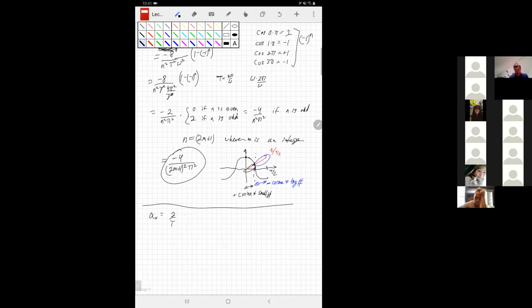A zero is two over the period, times the integral over a full period of f of t dt. But since our function is even, we're just going to do half the integral and multiply by two. So we're only going to integrate over a half period, because one over the half period is the slope. So we're left with 8 over T squared, integral from 0 to half the period of t dt.